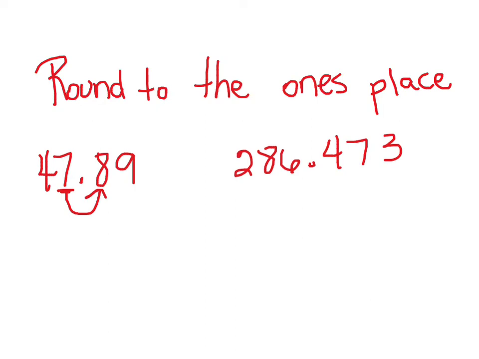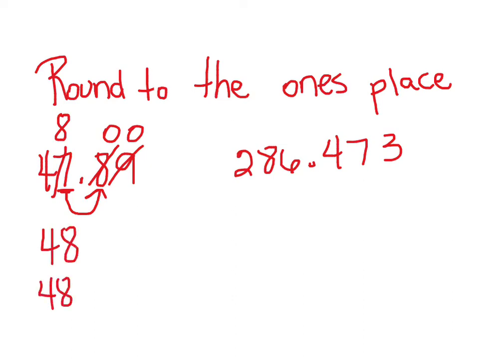The 8 tells the 7 to go up 1 number. And 8 and 9 both become zeros. So your answer is 48. Or you can say 48 decimal 0 or decimal 00. So either one, your answer is just 48. Okay? So yes, you can go across the decimals.